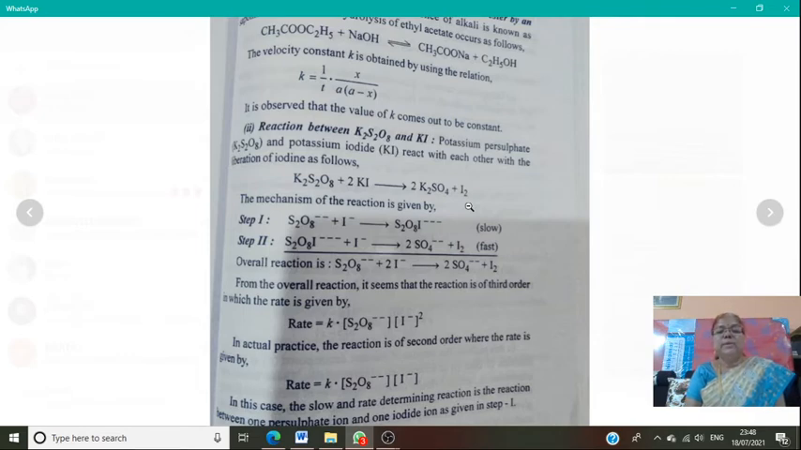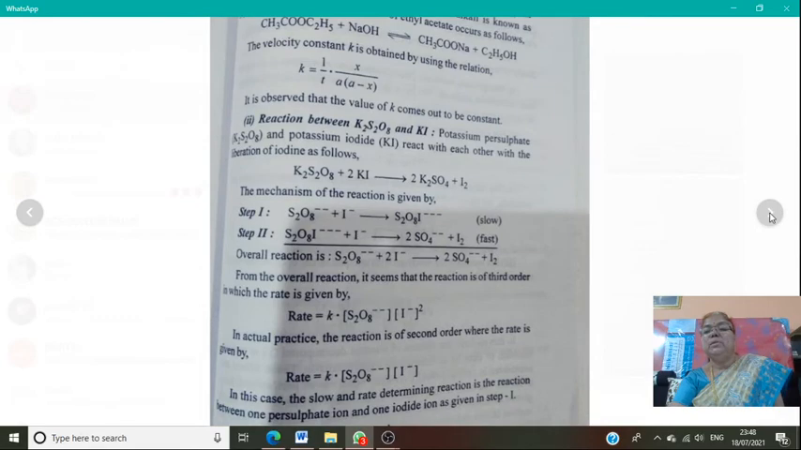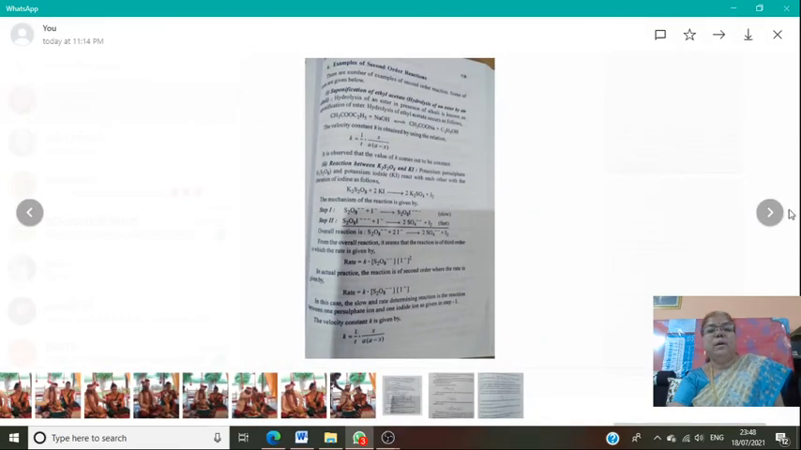So it seems that this reaction is of third order, but in actual practice this reaction is of second order, where the rate is equal to K into persulfate ion concentration into iodide ion concentration. And in this case, the slow and rate determining reaction is the reaction between persulfate ion and the iodide ion. Okay, these are the two examples of second order reaction.